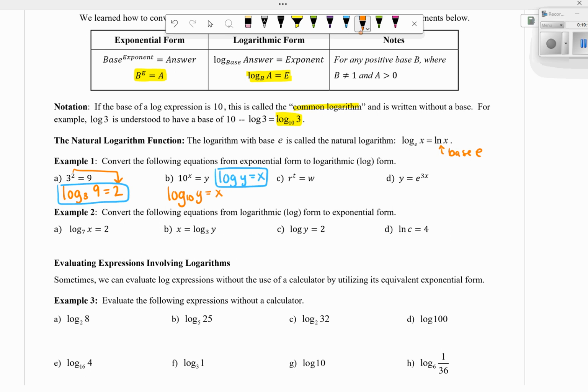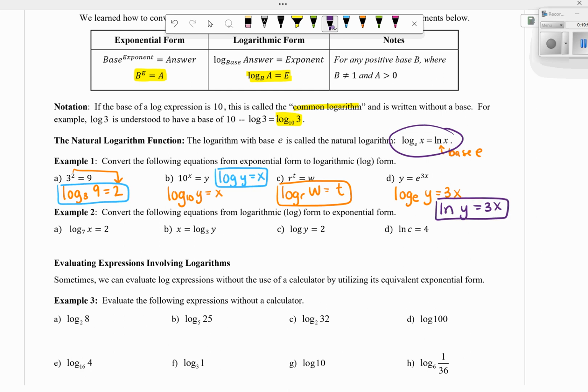Looking at the next one, we have the base is r and t is the exponent. So the log of r of w equals the exponent t. So that would say log base r of w equals t, and the argument here would be w. Over here for the next one, we have the base is e, so you can write log base e of y equals the exponent 3x. And again, we don't often write log base e. Instead, we use the natural log. So this can be written as the natural log of y equals 3x.